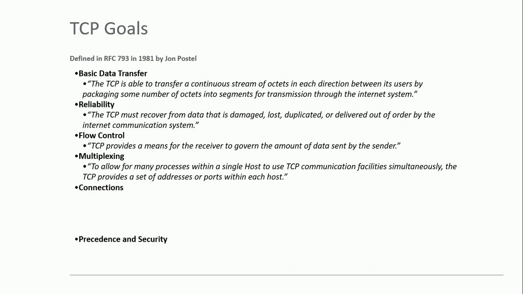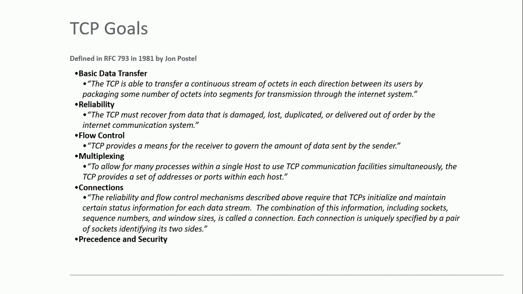Every computer has one IP address. It could have multiple IP addresses, but we don't want to have a different IP address for every application on that computer, on that server or device. So TCP allows us to multiplex. In other words, use the same IP for many different applications. They're using the same IP address.